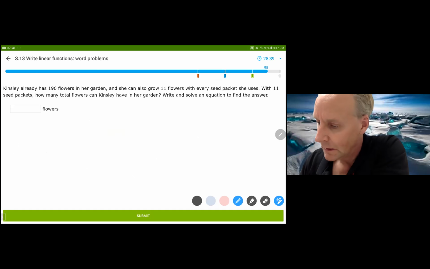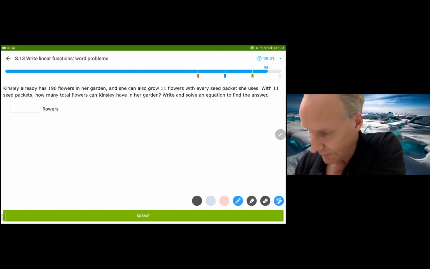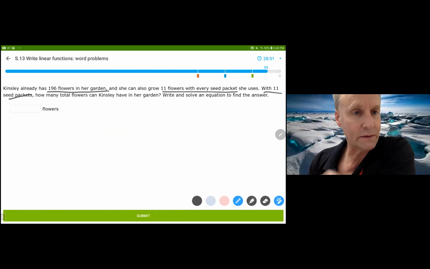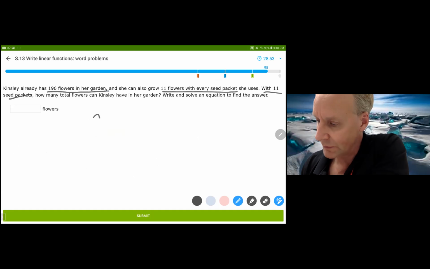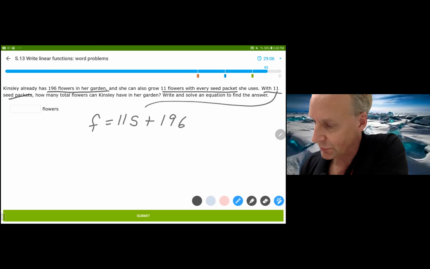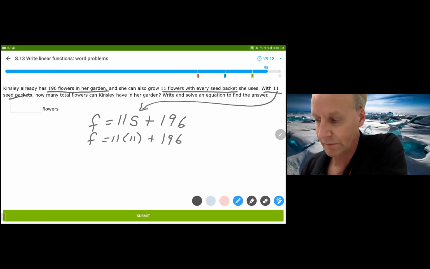And we're getting there. Kinsley already has 196 flowers in the garden. She can grow 11 flowers with each seed packet, and she has 11 seed packets. Okay, could easily make a mistake here. I'm going to go ahead and put flowers in the garden for Kinsley is equal to 11 for each seed packet she plants, plus her original 196. And we want to know what happens if she puts in 11 seed packets. 11 times 11 plus 196 will give us the number of flowers.